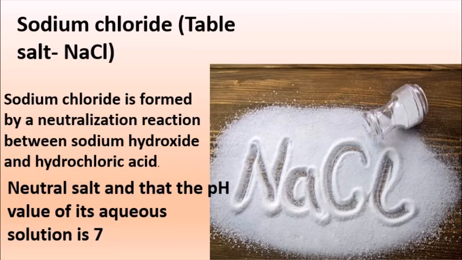Also, this salt is made from a neutralization reaction between HCl and NaOH. So when hydrochloric acid and sodium hydroxide combine together, there is a neutralization reaction, and the product that we get is NaCl. So this is how NaCl is formed, that is the table salt which we use in our home for taste.